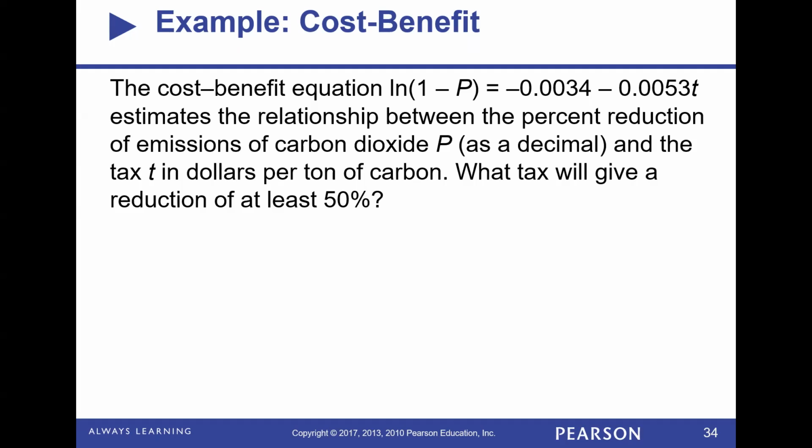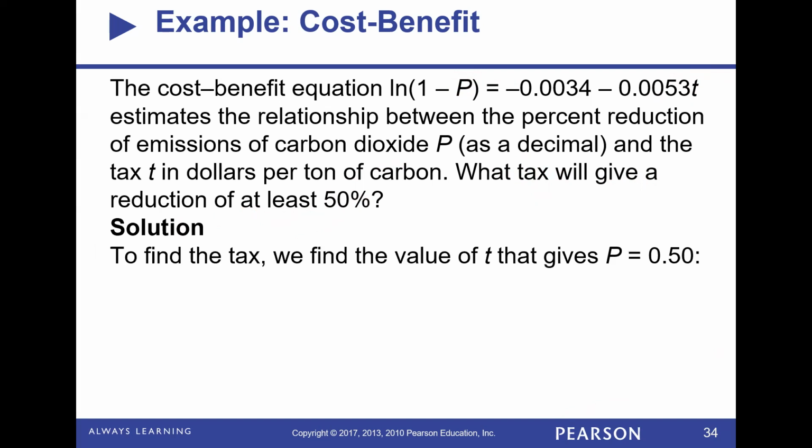So what tax will be given for the reduction of at least 50%? Okay, everybody see the word where it says tax? What tax? So that means I need to find T this time. So I'm solving for this, which means they gave me P. Now remind yourself, it says at least 50%. So in order to make this work, we need to start by changing my 50% into a decimal. So everybody remember 0.50, plug that in, and then solve.